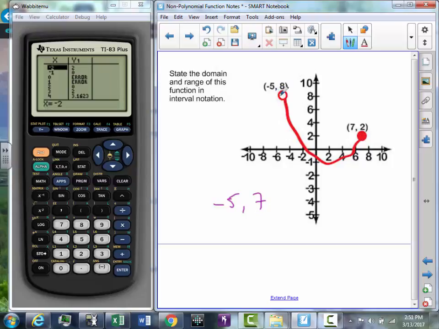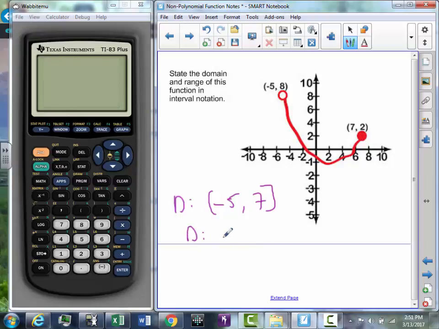This graph goes as low as -5 and as high as 7. But see how I've got an open circle here at -5? That means I can't actually use -5, so I'd use a round bracket there. But I can use 7 because 7 is filled in, so I would use a square bracket at 7. And that's your fancy way of writing domain and range.